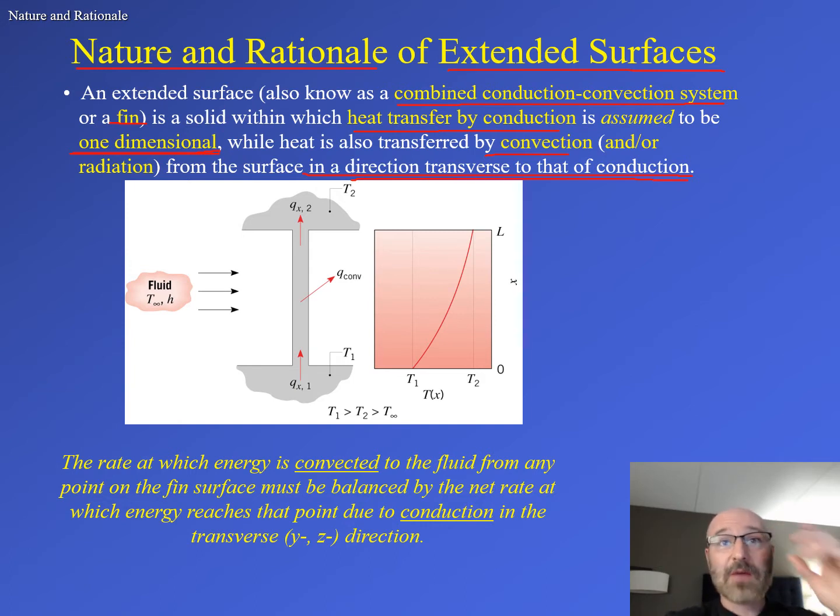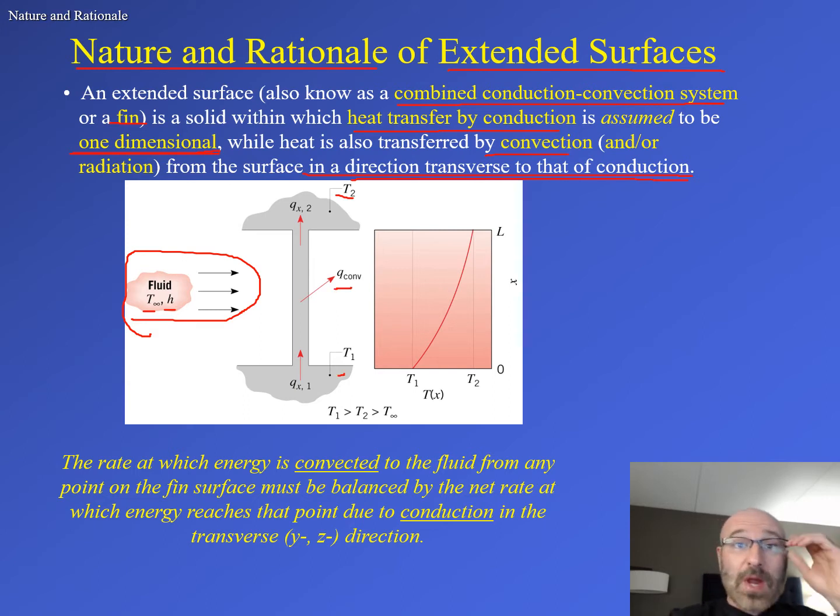So we can take a look at this diagram down here. We can see our fluid off to the side for convection, with temperature T infinity and our h. Then we have these two surfaces at the top and bottom, T2 and T1, and we can see we have convection across that. The rate at which energy is convected to the fluid from any point at the fin surface must be balanced by the net rate at which energy reaches that point due to conduction in the transverse, in this case x, y, or z directions.